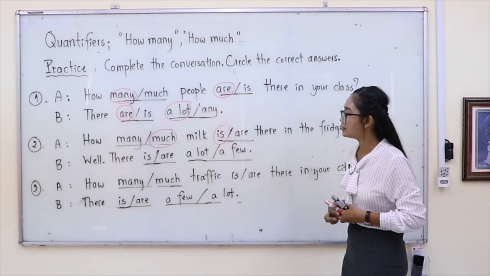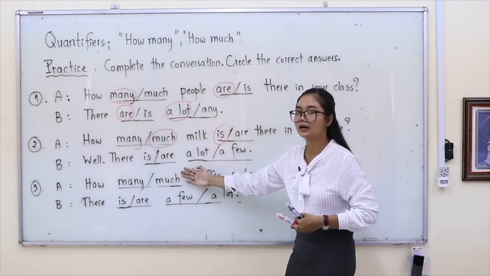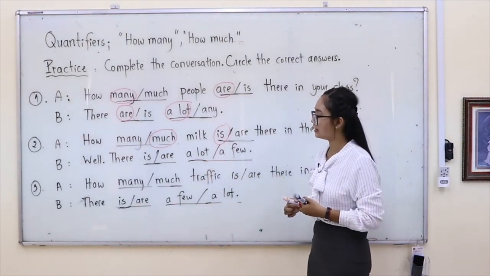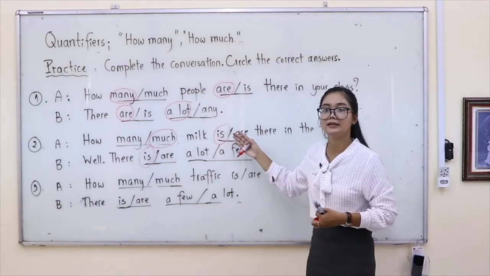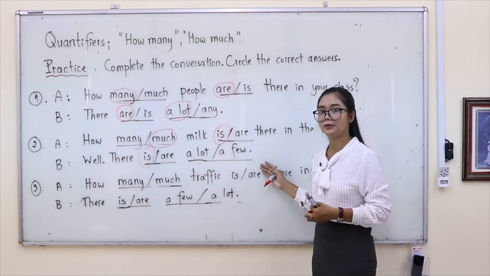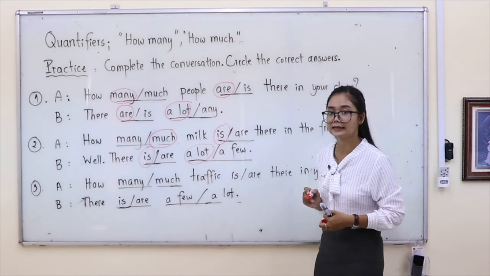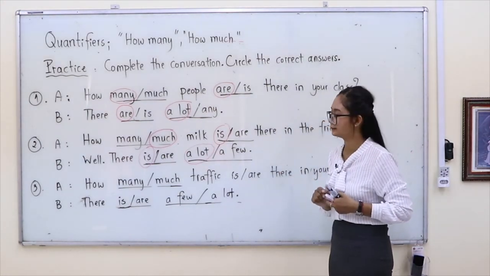Very good. Now let's go to the answer. There is or are, a lot or a few? Again, we use there is, because this is the uncountable noun. There is a lot or a few. So the answer is a lot, because it is the uncountable noun. We cannot use a few with the uncountable noun.